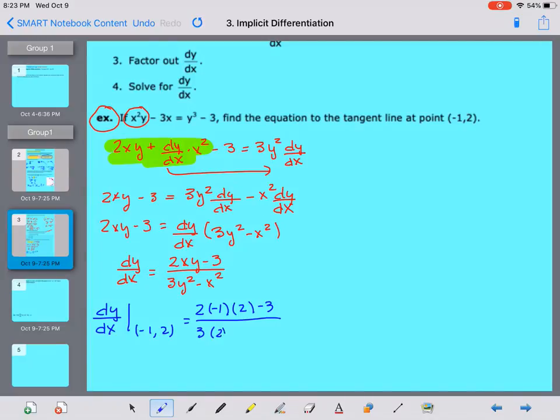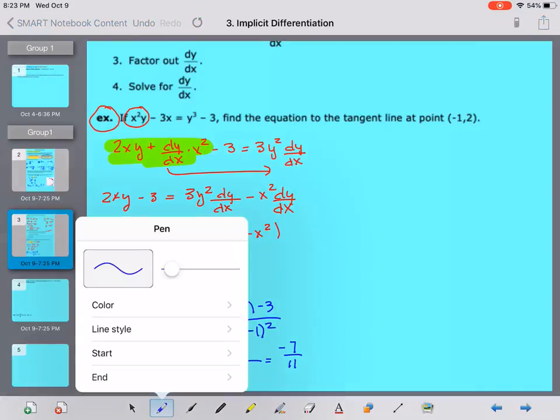3, 2 squared minus -1 squared. And we're just going to calculate what this is. So we get -4 minus 3 on top. We get 12 minus 1 on bottom. So -7 over 11, like the convenience store.